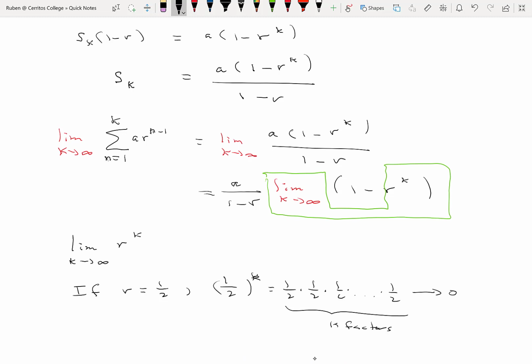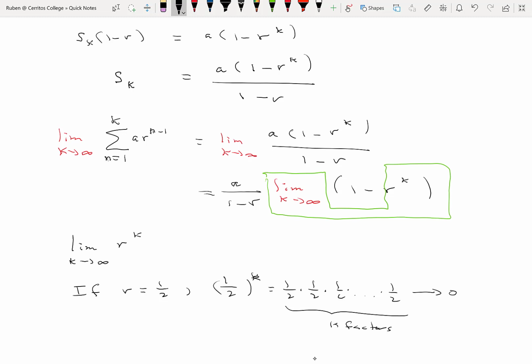So for what else does r to the k approach 0? How about 2/3? 2/3 of 2/3. R is 2/3. 2/3 times 2/3 is smaller than 2/3. 2/3 of something is smaller than the thing you started out with. If you keep multiplying something by 2/3, you keep getting something smaller and smaller and smaller.